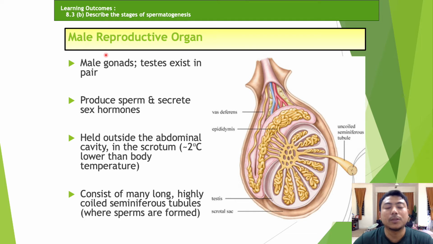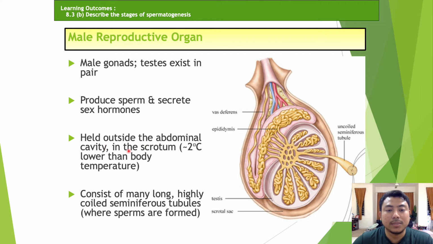Okay, first we're going to discuss the male reproductive organs. Why do we discuss the male part first? Because it is slightly easier, less complicated, and much easier to deal with. The male gonads, the testes, exist in pair. Yes, normally testicles come in pair. The function of a testis is to produce sperm and secrete the sex hormone. So the function of the testicle is not just to produce sperm, but remember also to produce the sex hormones.